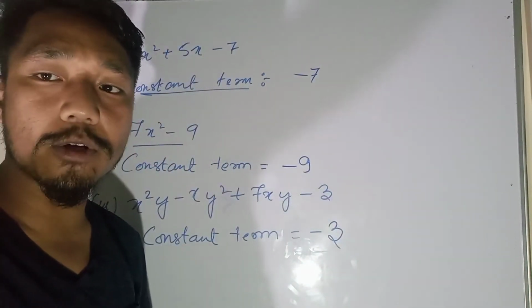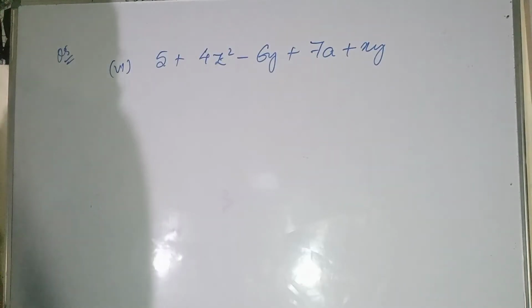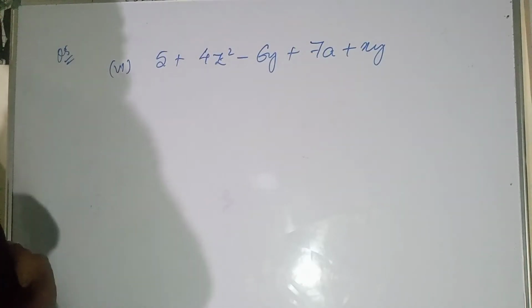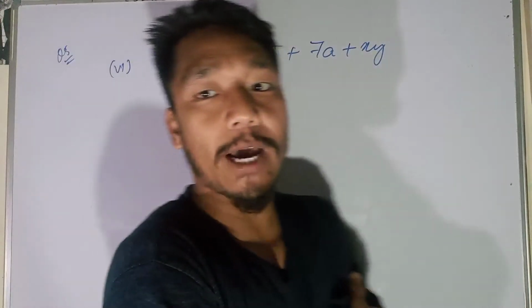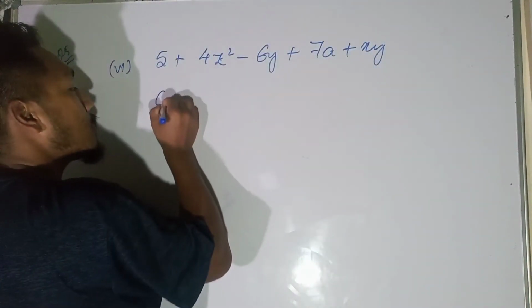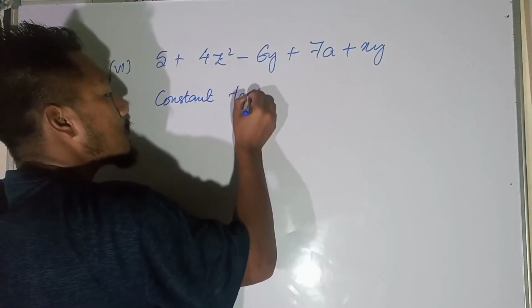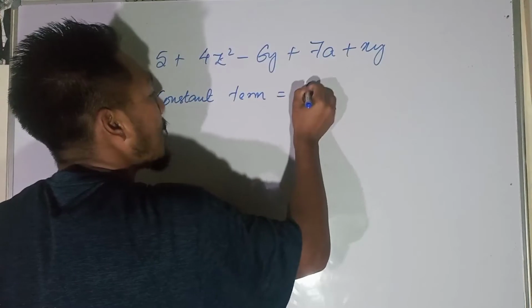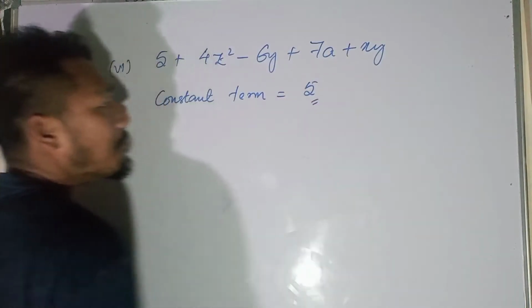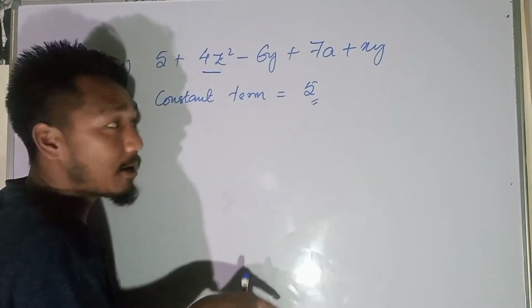Okay, we will do one more question. So this is Roman number 5. Roman number 5 says 5 plus 4x squared minus 6y plus 7a plus xy. Which one is the constant term here? Our constant term in this expression is what? Our constant term is 5.